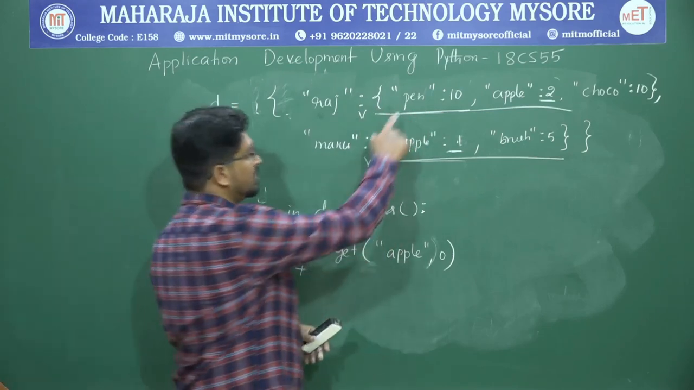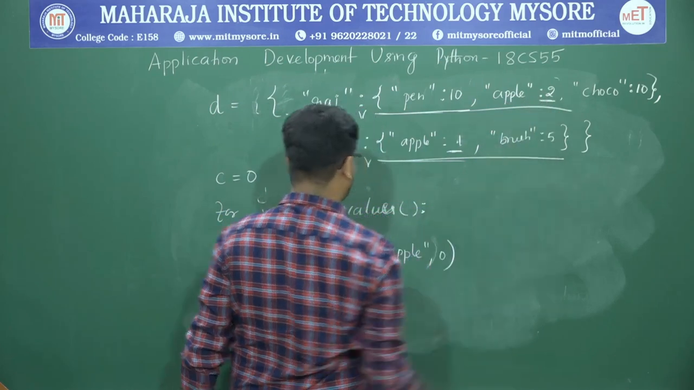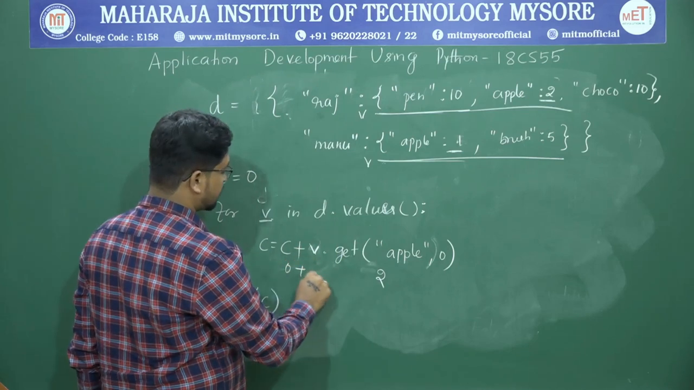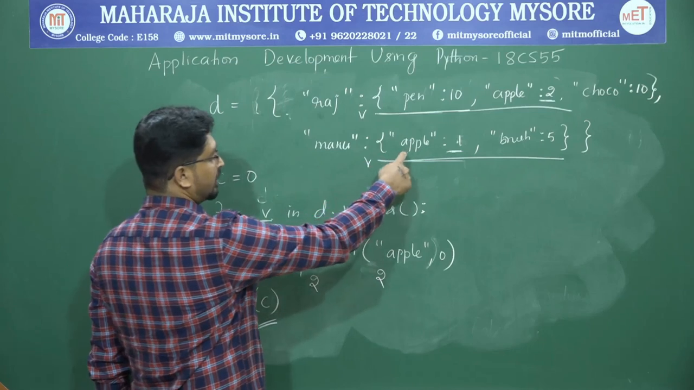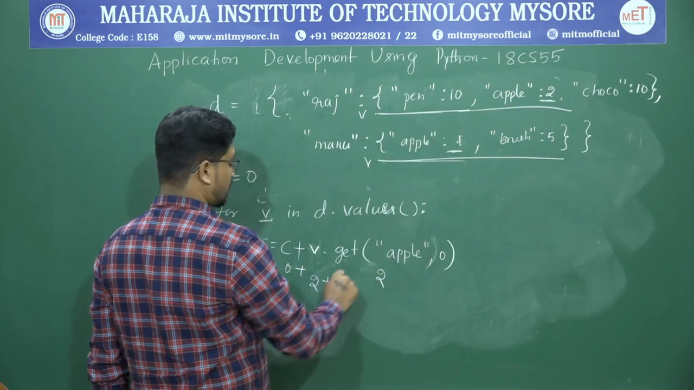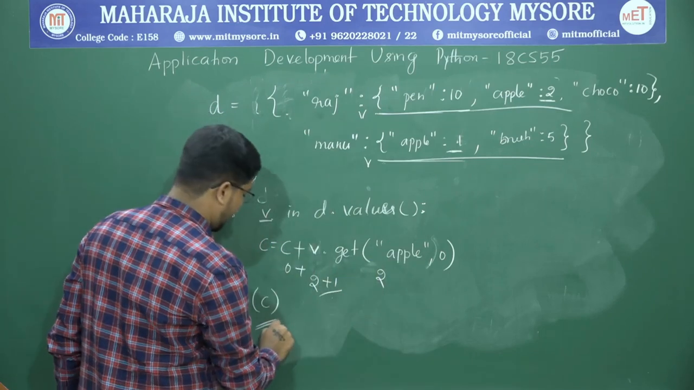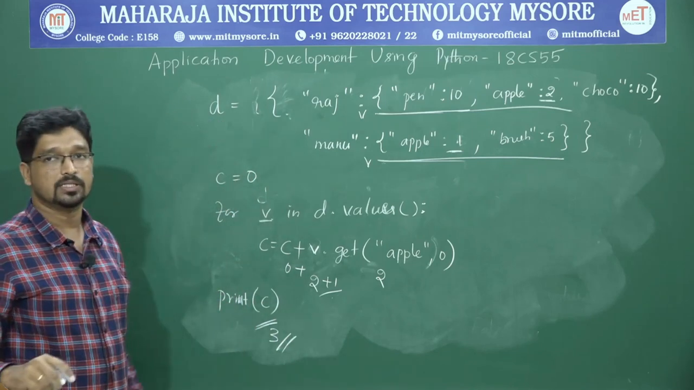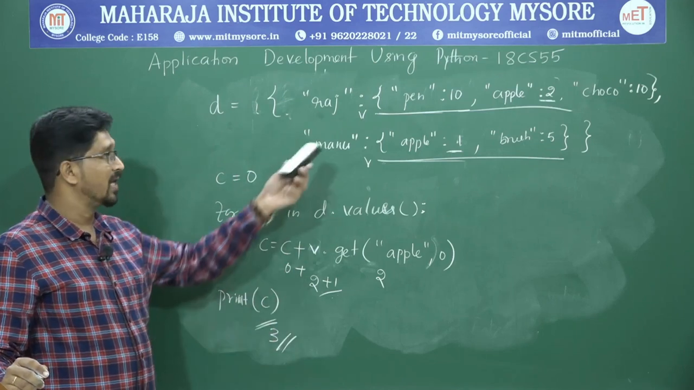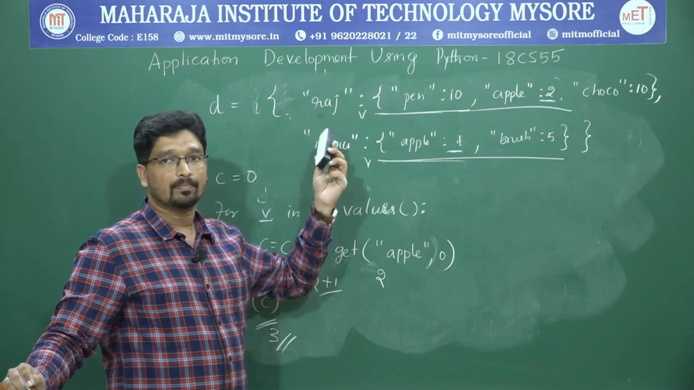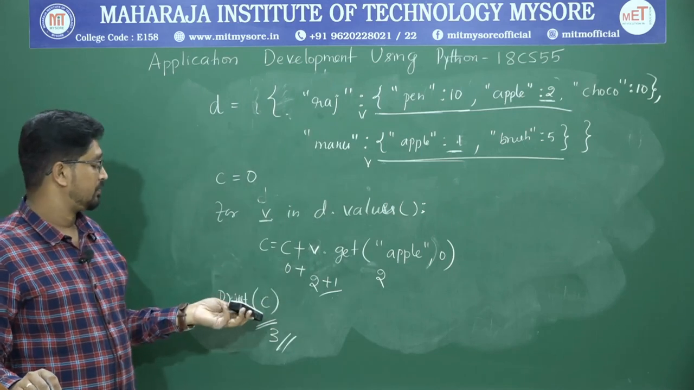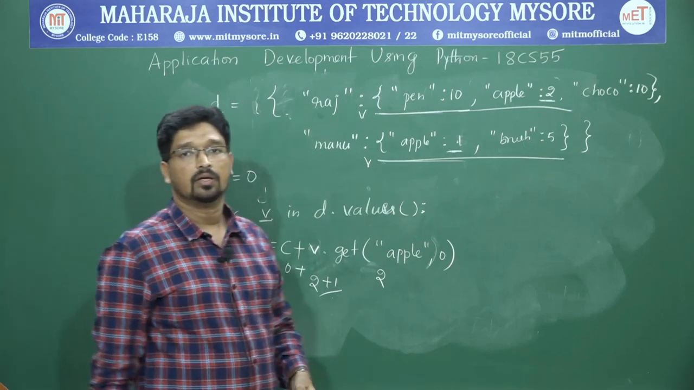V dot get of apple. Is there any apple here? Yes, there is apple. So get the value as 2. 2 plus 0, the value becomes 2. Go back, next for loop. Is there any apple? Yes, there is one apple. So 2 plus 1, which is 3. Again the for loop ends, finally you will get that there are 3 apples. Okay. So this is how we make use of dictionaries to access the elements using nested dictionaries. Okay. Thank you.